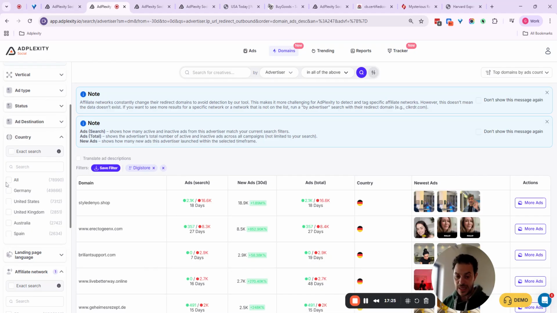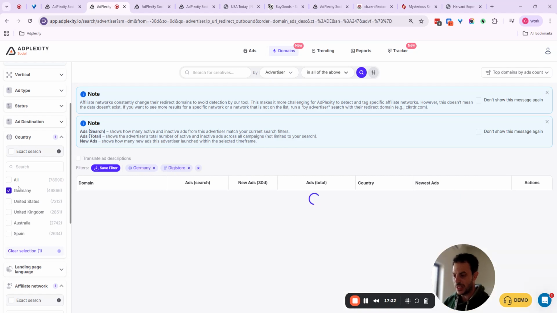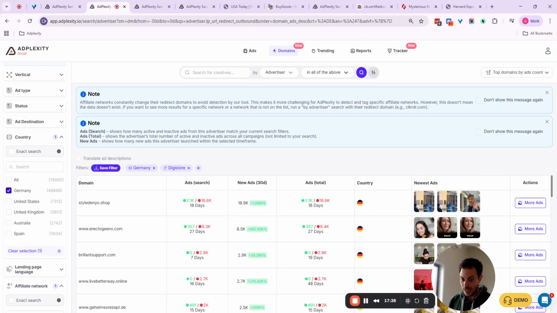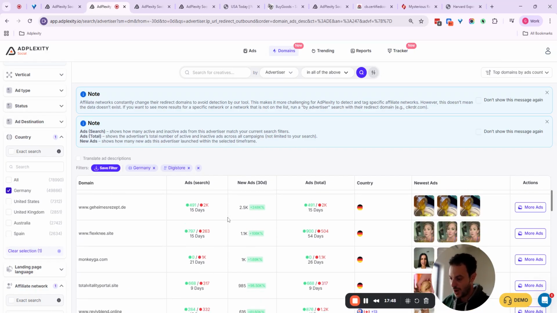So if you're interested in expanding overseas and not doing mainly US or English speaking, then you can simply come here, Digistore, select Germany, and then you will be able to see which are the campaigns running in Germany. And in this case, we will find a lot, and we can do the same thing again, where we can go step by step to find affiliate offers, and then take it from there to see which are the top performing ones.